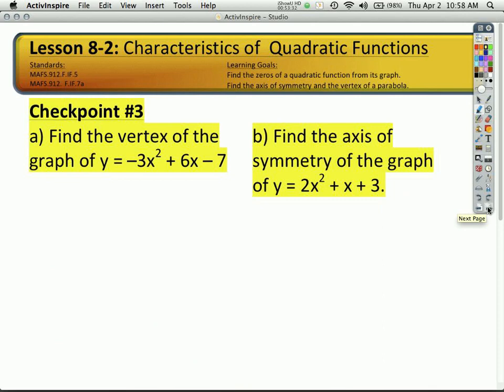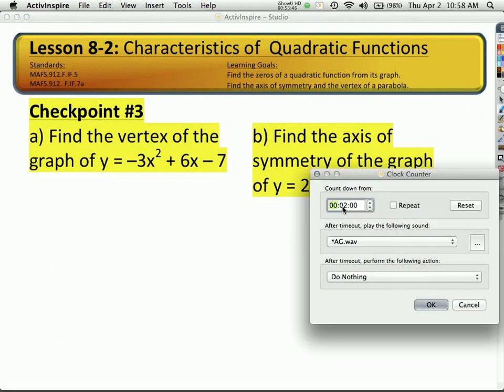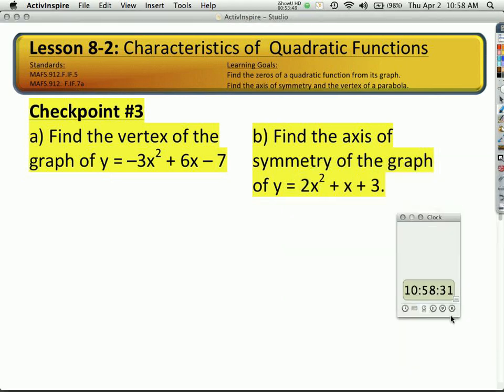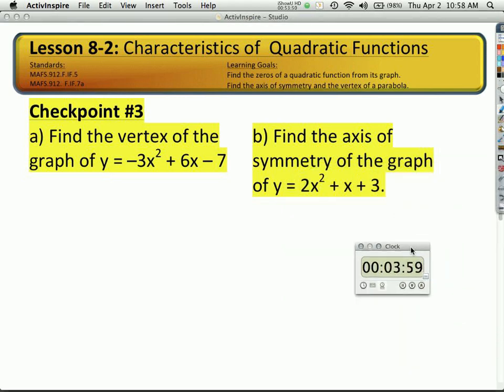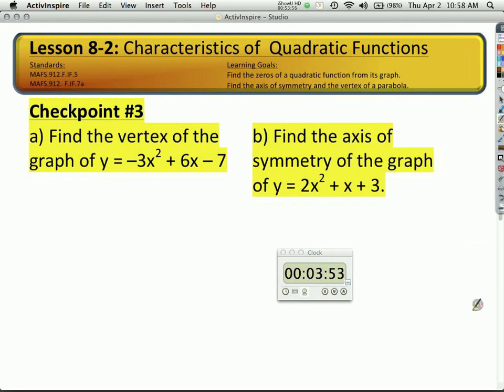Checkpoint number 3. Part A, find the vertex of the graph of that quadratic function. And part B, find the axis of symmetry of the graph of that function. So, a little bit more involved, so we'll put 4 minutes on the clock. If you finish before the time goes off, compare your answers with your teammates to see how you did.